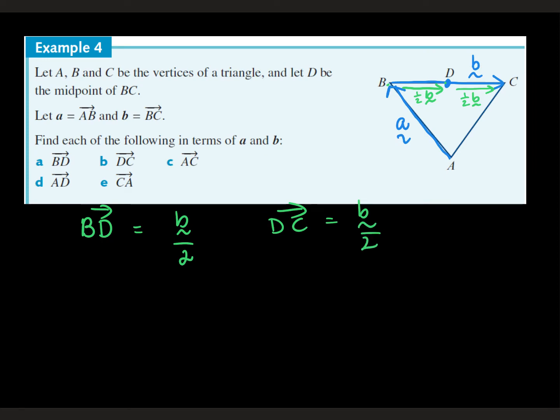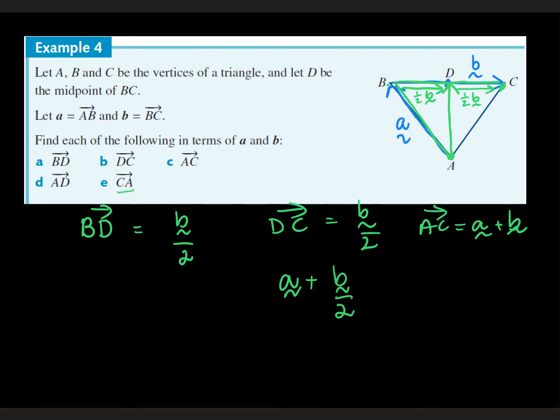A to C, well we're after A to C in terms of vector a and vector b. So to get from here to here, how am I going? I'm going vector a plus vector b. Next, A to D, how am I going to get from there to there? It's going to be a plus vector b on 2.